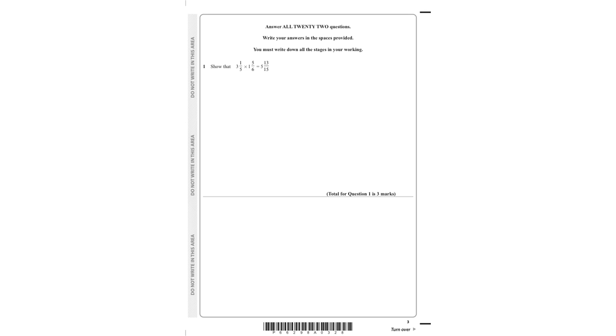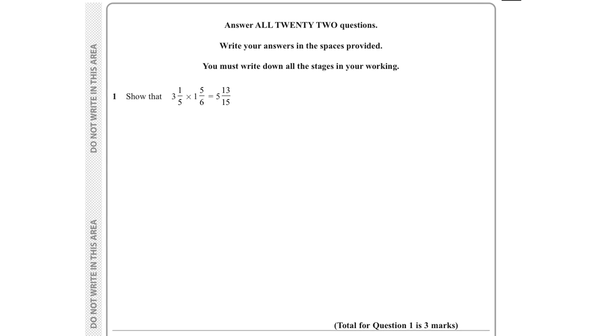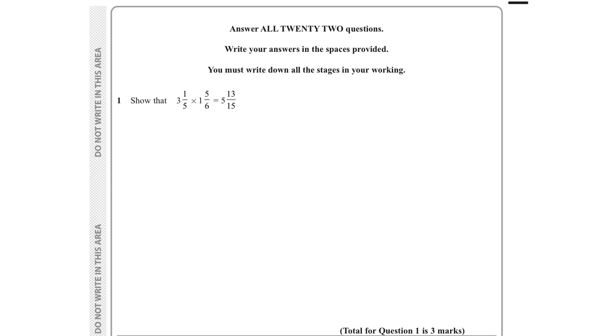Brilliant. Okay, question 1. Now, question 1 is a show that question worth 3 marks. It's really important. I know that we can all multiply by fractions, but we have to show that we can multiply by fractions. And in the mark scheme, lots of people do not get the full 3 marks because they haven't presented it efficiently and they haven't actually done the show that.